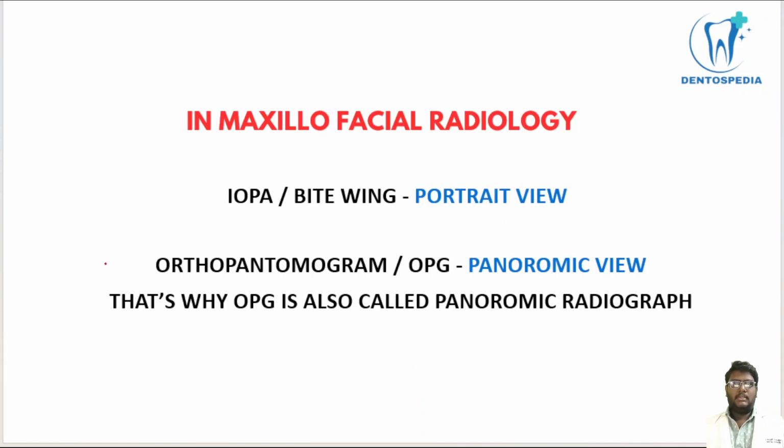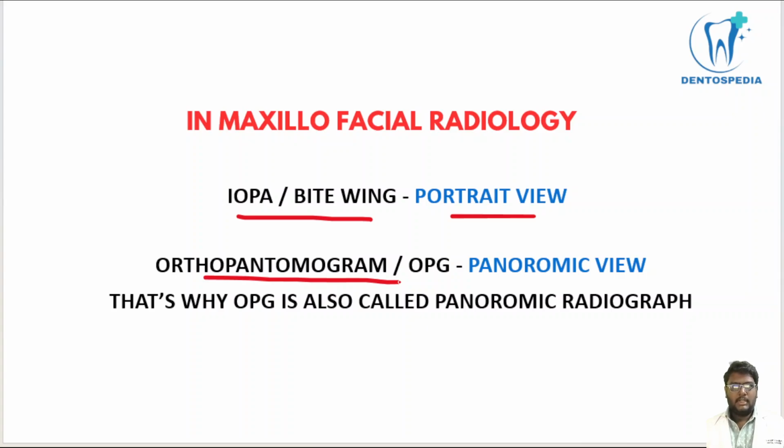In our maxillofacial radiology, the portrait view is compared to IOPA or bite wing, because in IOPA or bite wing the area of interest is less, right? In IOPA you can get a maximum of 3 or 4 teeth. If the teeth are larger you can get 2 or 3 teeth, and in bite wing you can get a maximum of 5 to 6 teeth in a single film. But in a panoramic radiography you will get all the maxillofacial structures along with teeth, bones, right?